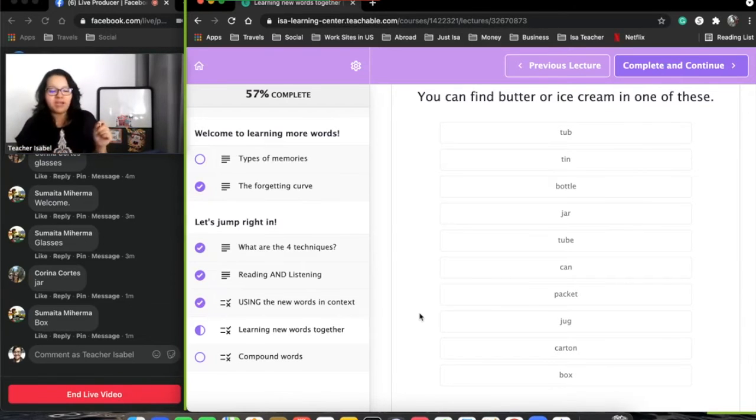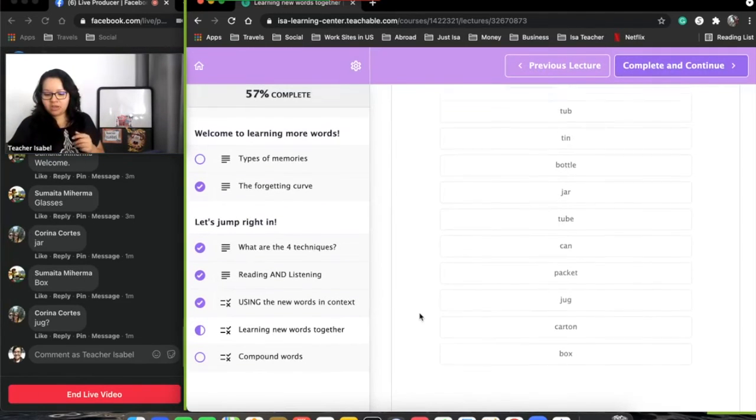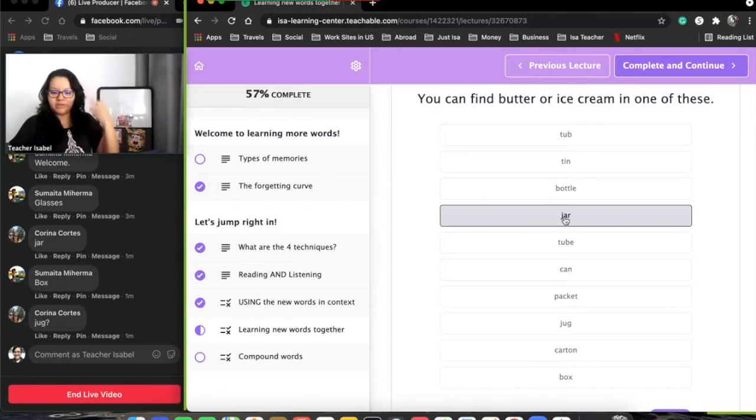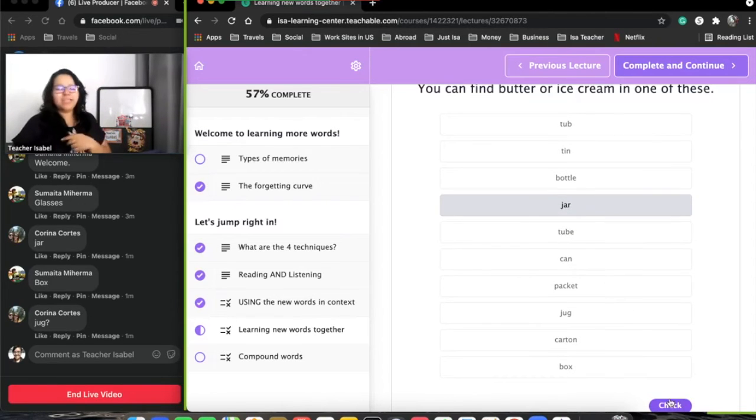Ooh, in a box. All right, we've got jar and we've got box. Let's see which one is right. Oh, I guess I gotta choose one, right? All right, let's go with the first one that we found, that we were given. So jar, an ice cream jar, a butter jar.